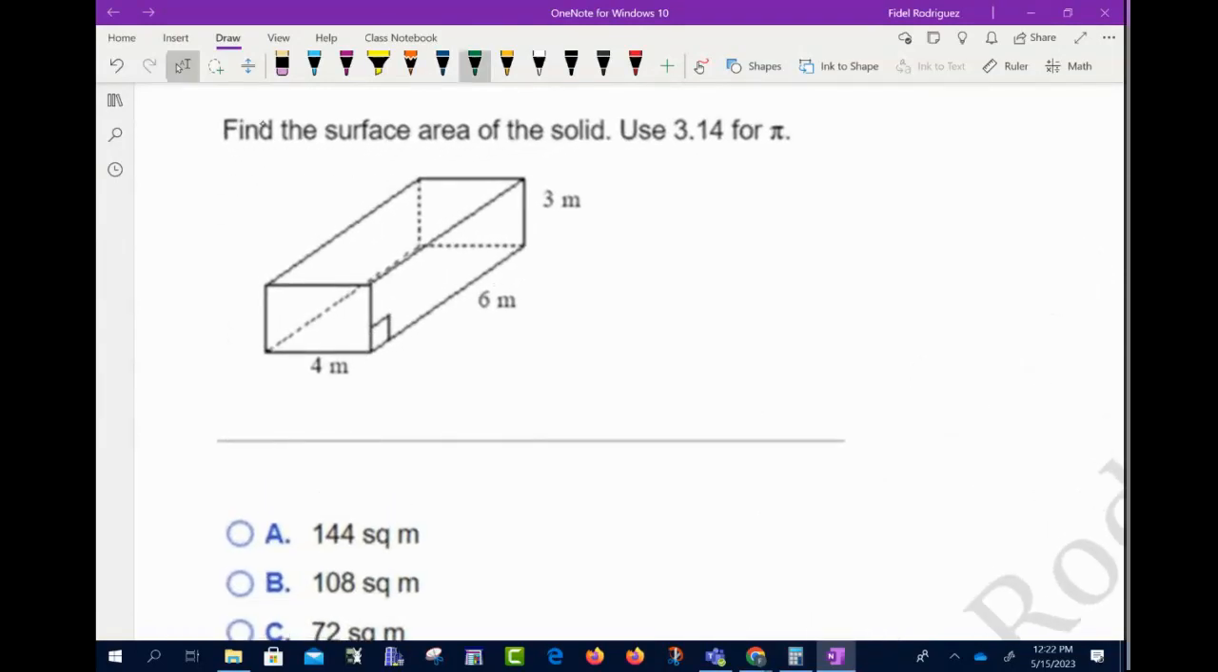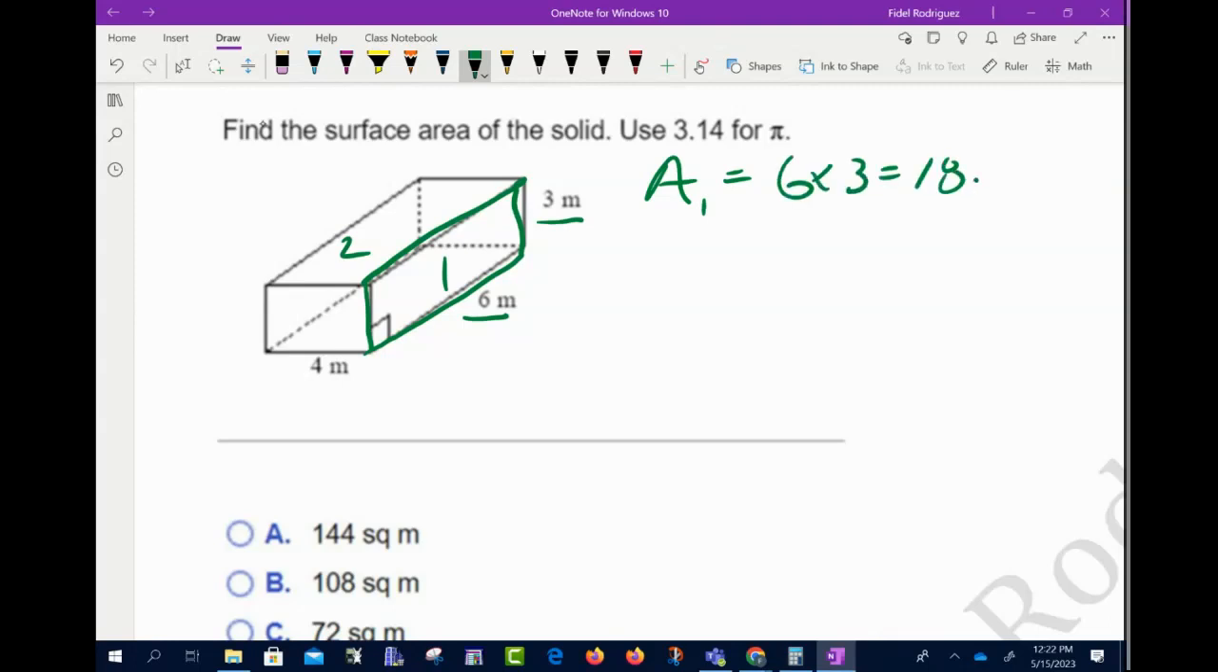Let me zoom in here, y'all. If I wanted to find the area of that rectangle right there, would you agree we're going to take 6 times what? Let's find the area. I'm going to call this 1 and 2. Area of rectangle 1 would be 6 times 3, which is 18. Everybody agree? Meters squared? Would y'all agree that area 2 is also going to be 6 times 3, the other side? Remember, there are going to be 2 of each.